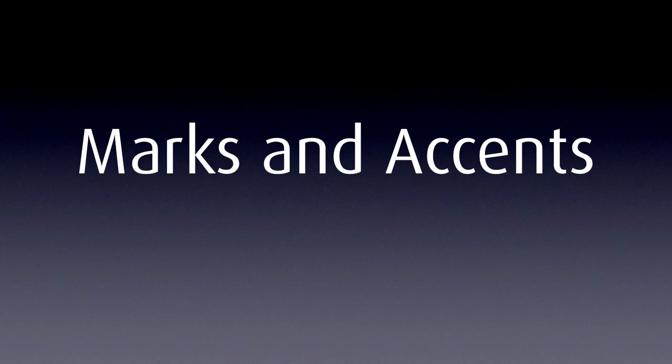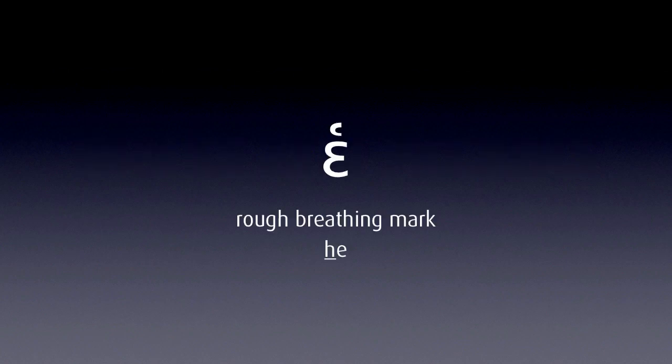Now I want to take a look at marks and accents. There are two kinds of marks and three kinds of accents. I'll show you what these look like when attached to a letter, but note that the marks and accents are only symbols above the letter, not the symbol in combination with the letter. The first mark is the rough breathing mark. This mark adds a h to the pronunciation and the letter h to the transliteration. The second kind of mark is the smooth breathing mark. It does not make any change to the pronunciation or transliteration.